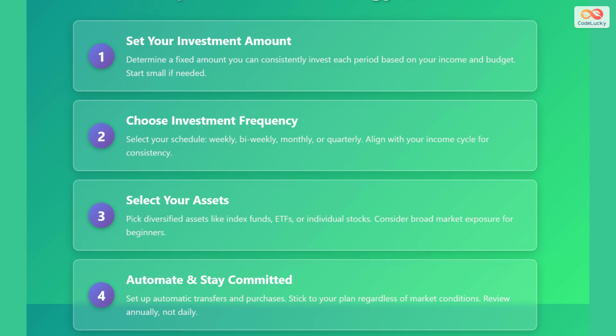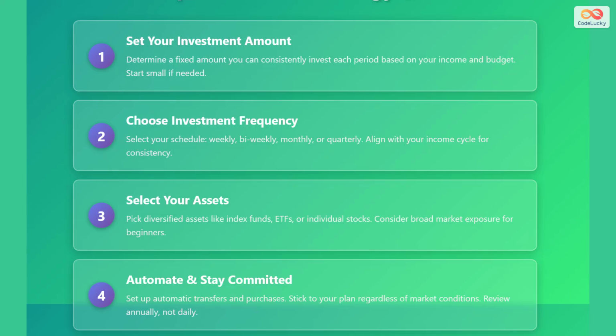Step 2. Choose your investment frequency. Select your schedule, whether weekly, bi-weekly, monthly, or quarterly. Align this with your income cycle for maximum consistency. Step 3. Select your assets. Pick diversified assets like index funds, ETFs, or individual stocks. Broad market exposure is generally recommended for beginners as it reduces risk.